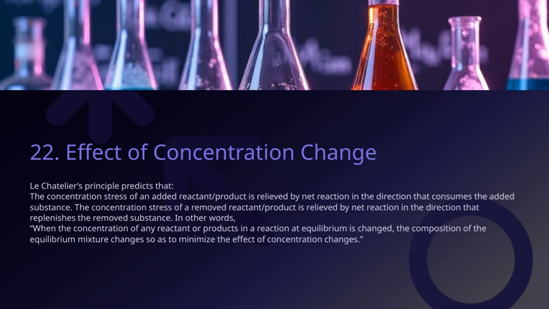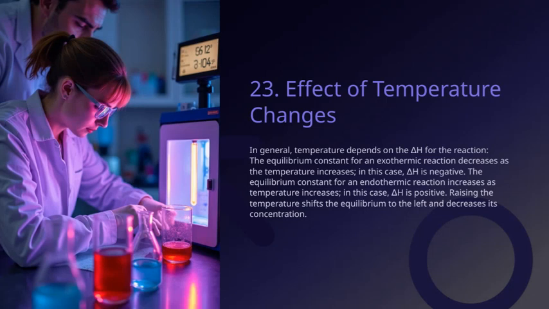So, if you increase the concentration of something, the system will try to use it up. If you decrease it, the system will produce more to replace what's missing. This is a key concept because it shows how dynamic equilibrium truly is, always responding to keep things balanced. Understanding this helps us predict how systems will shift when conditions change, which is essential for controlling reactions in both industrial and laboratory settings.